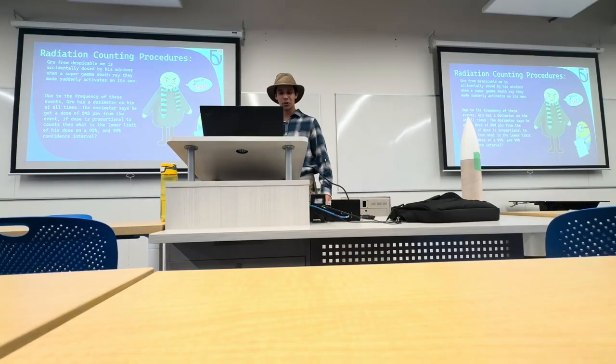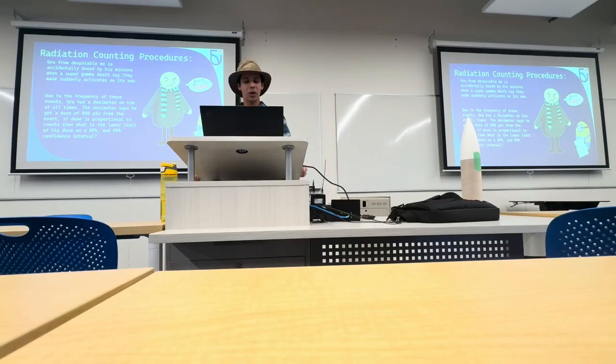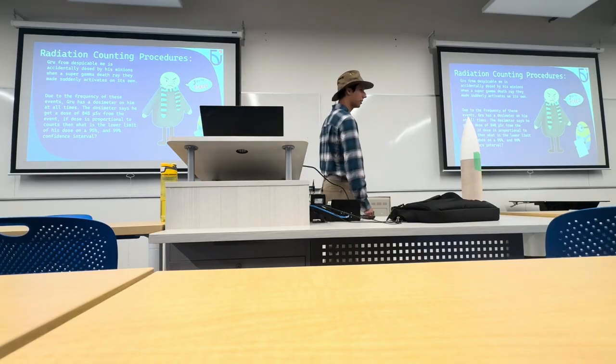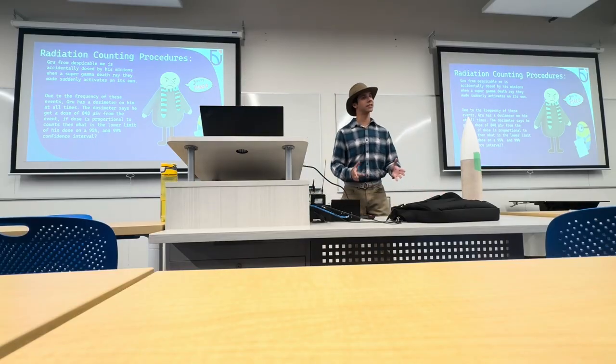If dose is proportional to counts, that's a hint. That's what we call a hint, all right? Then what is the lower limit of his dose on a 95% and 99% confidence interval? So we're not looking for, is it greater than 0?